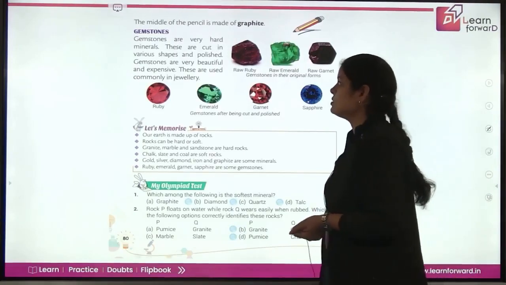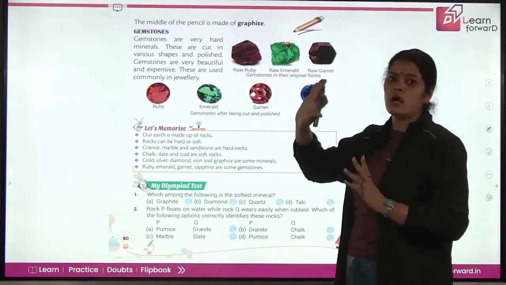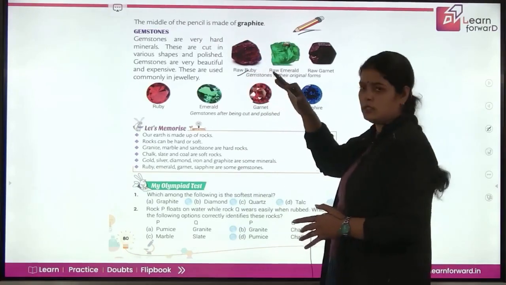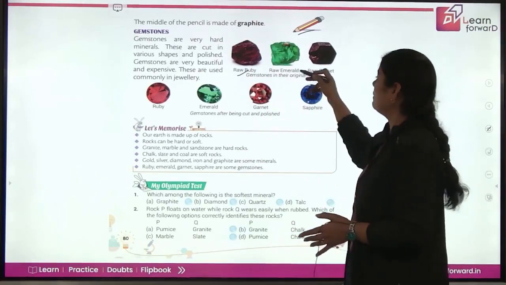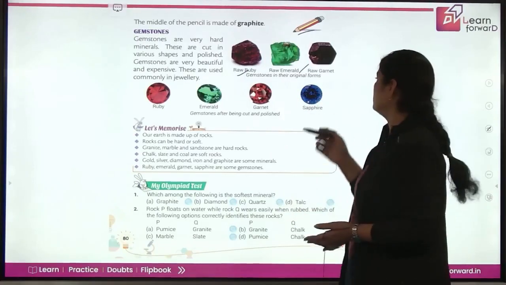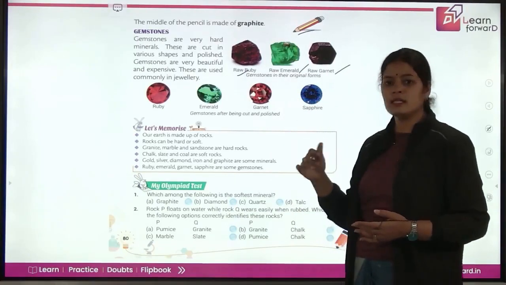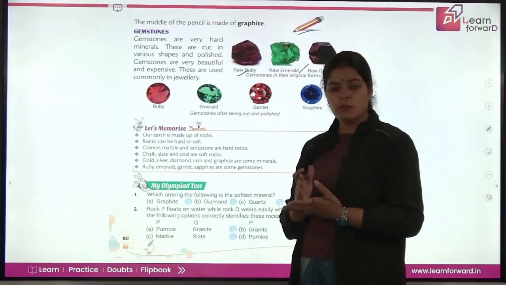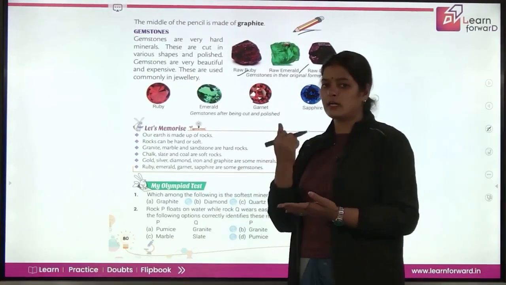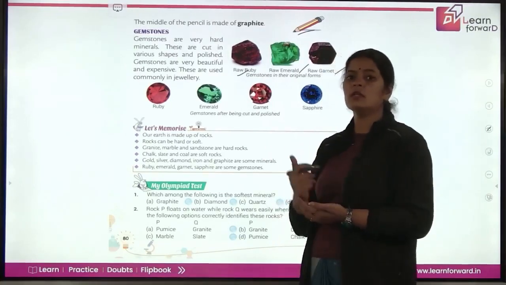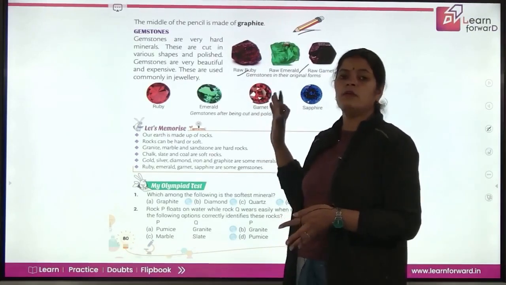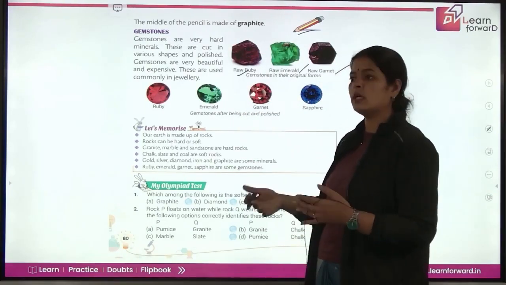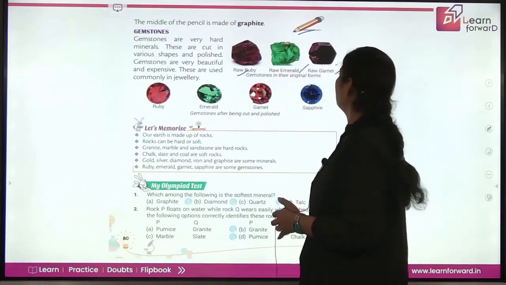Now gemstones, beautiful stones, are used again in jewelry. So this is raw ruby. Ruby is a gem. Emerald again is a gem, and raw garnet again is a gem. They are very, very expensive because they are found in a very small amount. Again, for getting it from the earth, we require huge labor and huge processing, which is very expensive. So to recover all the cost, we sell it at a very high price.